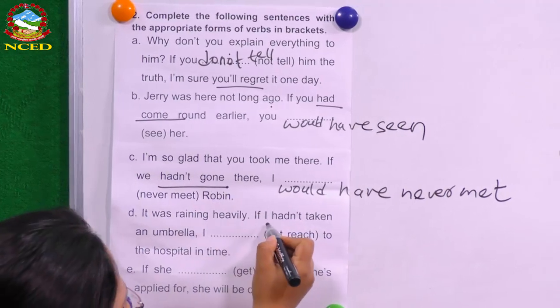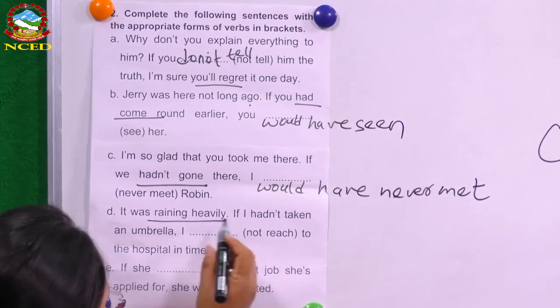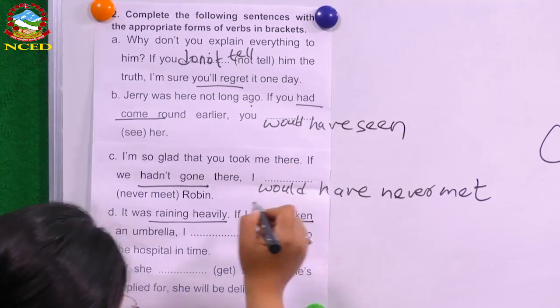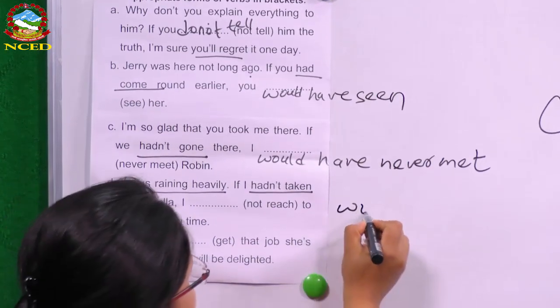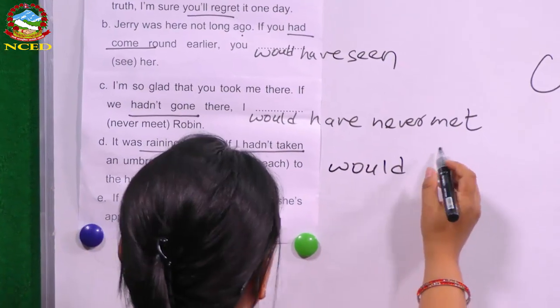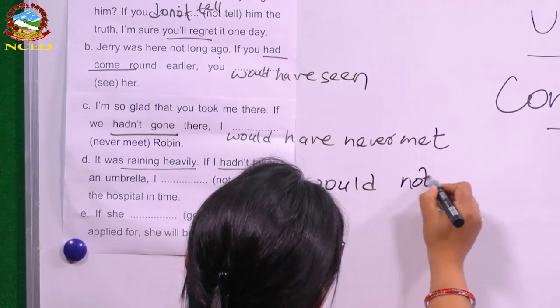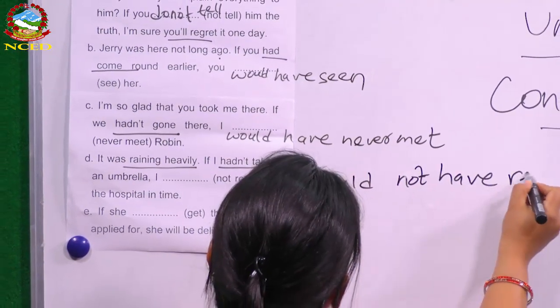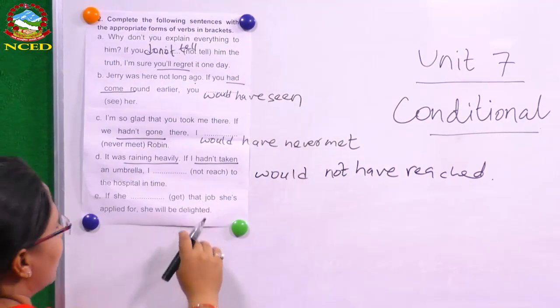It was raining heavily. If I hadn't taken an umbrella, again about the past thing and past perfect tense in the if clause. So here, what is the answer? Would not have reached. Okay, so it's a negative form.